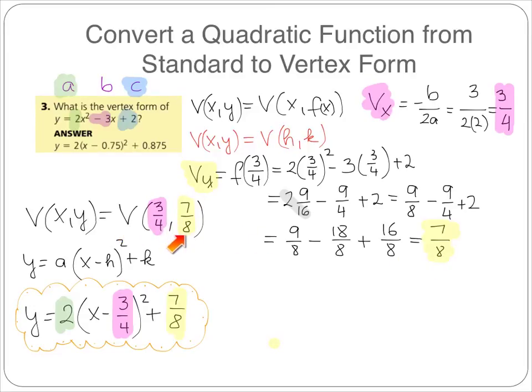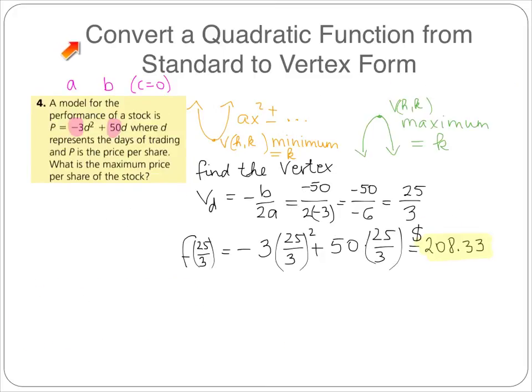I can write now the vertex form. What was the vertex form? y = a(x - h)² + k. All I have to do, a, I already knew that because a is right here up front. That's the only coefficient that is the same in vertex and standard form. So 2(x - 3/4)² + 7/8.